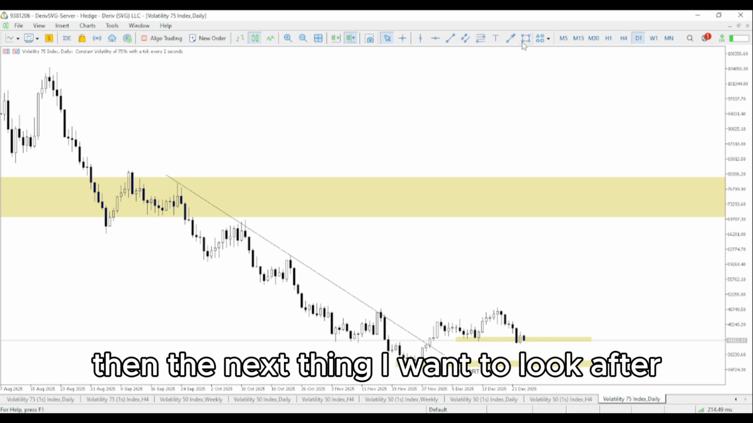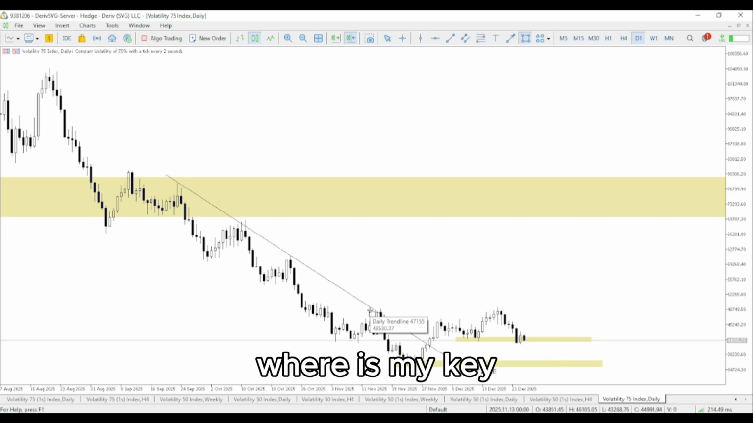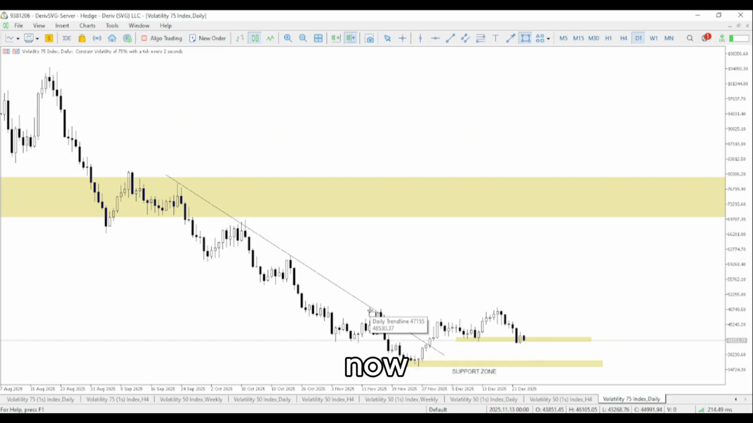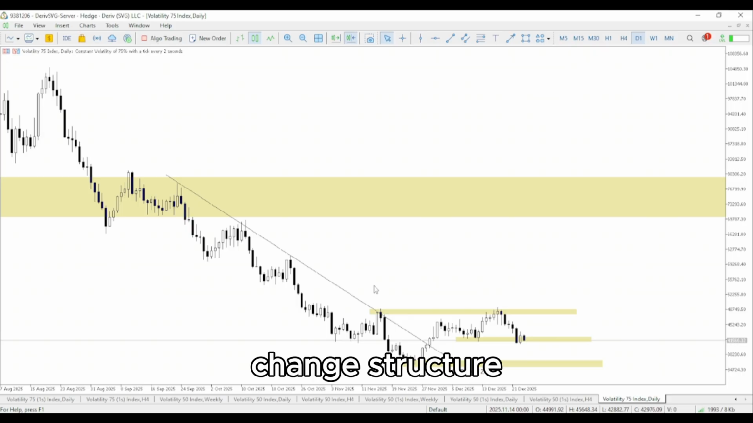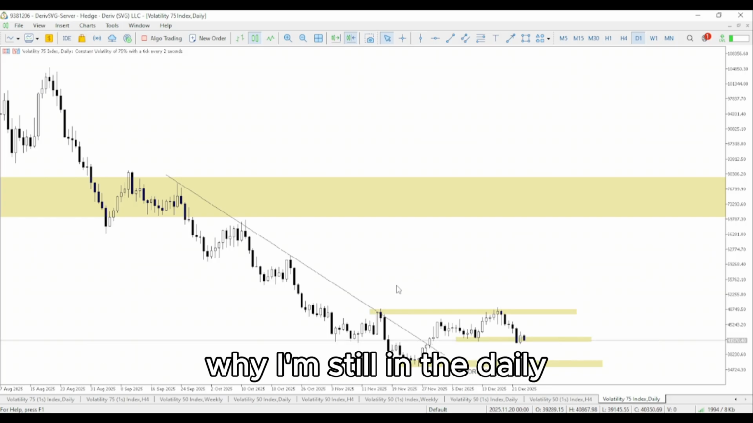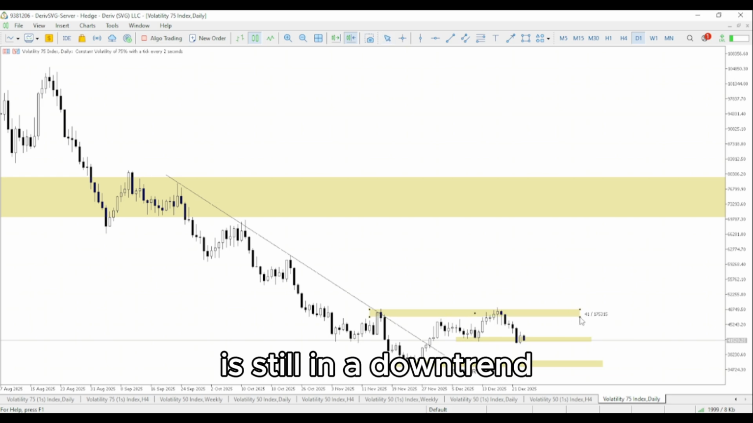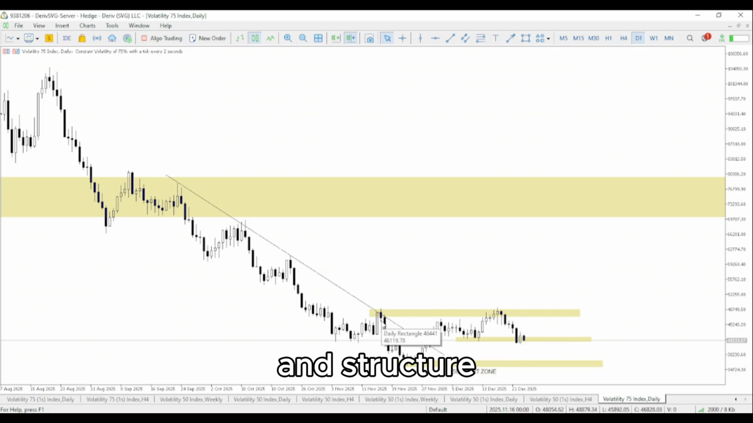Then the next thing I want to look for on the daily time frame is where my key resistance or support is. Where are my key levels? Then I mark this first as a key level. So the next thing I want to ask myself while I'm still on the daily chart is, has the market changed structure to bullish, or is it still bearish? Is the market bullish yet? Has it changed trend to bullish, or is it still in a downtrend structure? Then I will look at it very well.